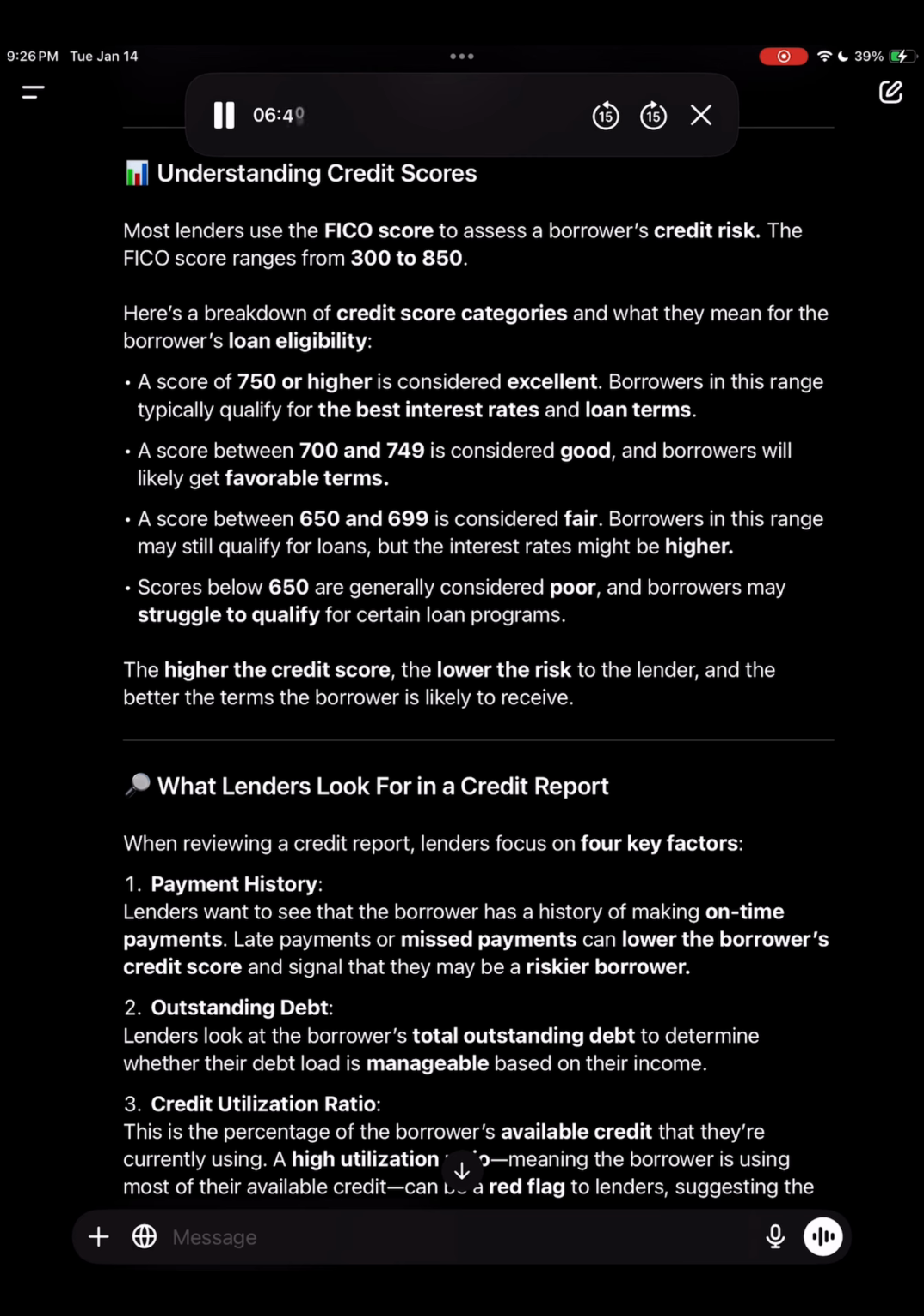A score between 700 and 749 is considered good, and borrowers will likely get favorable terms. A score between 650 and 699 is considered fair. Borrowers in this range may still qualify for loans, but the interest rates might be higher. Scores below 650 are generally considered poor, and borrowers may struggle to qualify for certain loan programs. The higher the credit score, the lower the risk to the lender, and the better the terms the borrower is likely to receive.